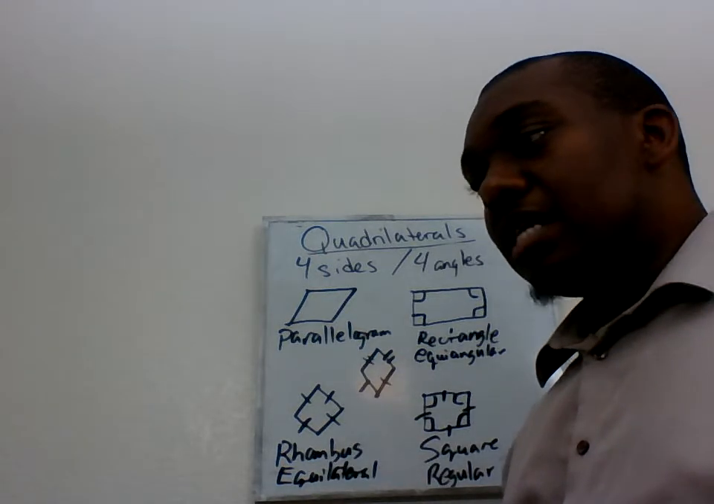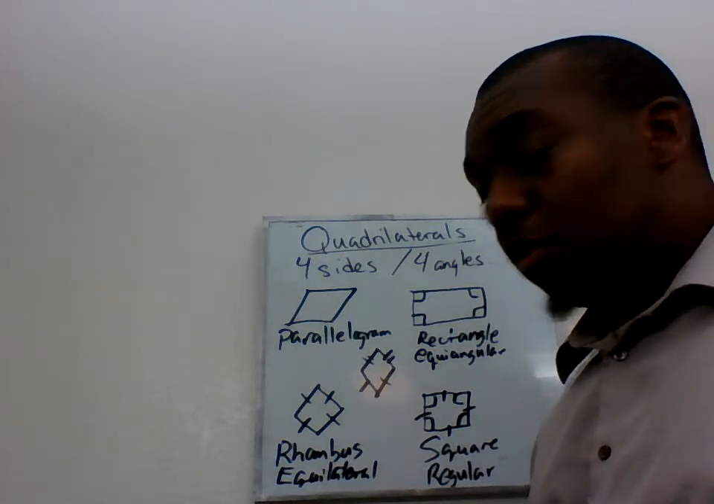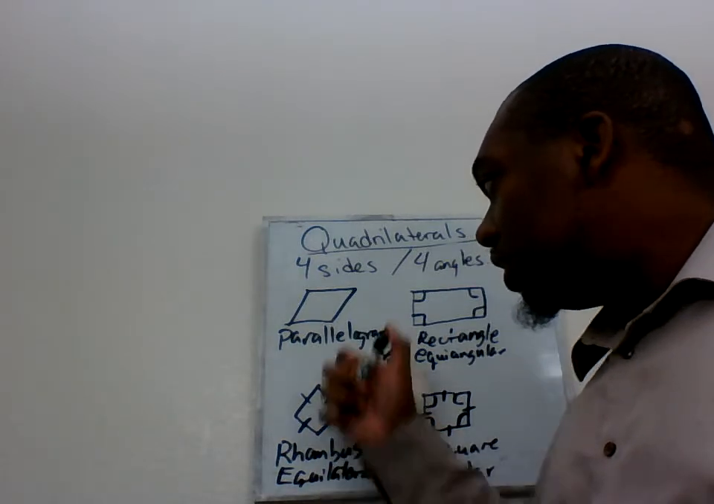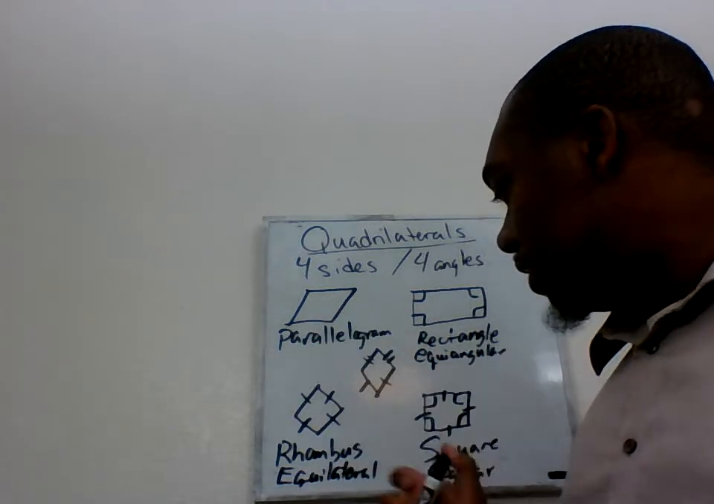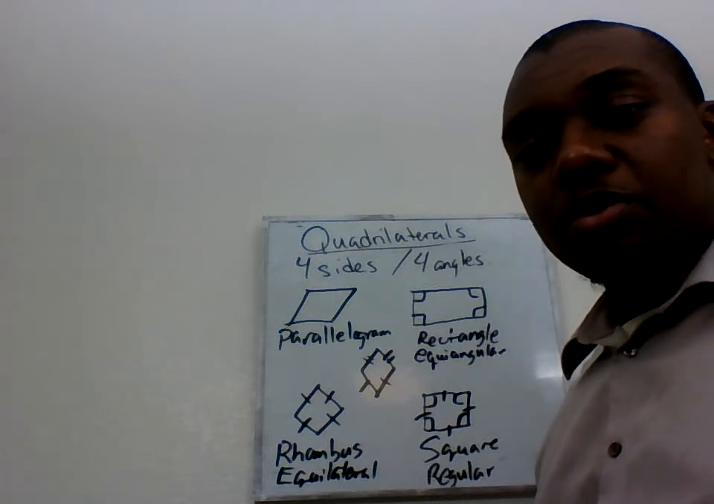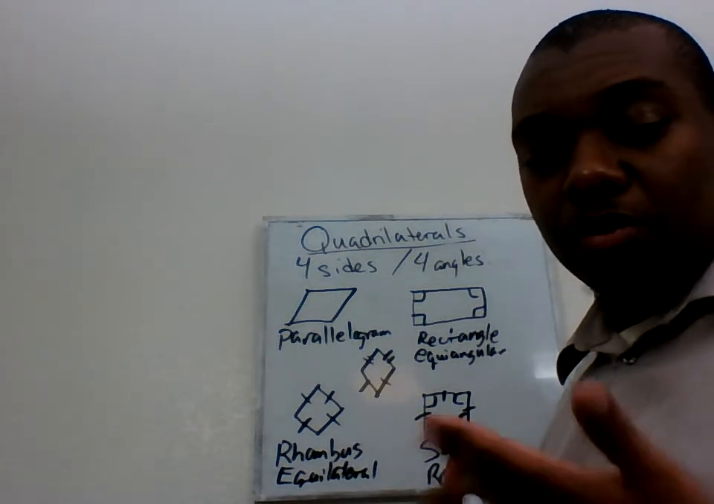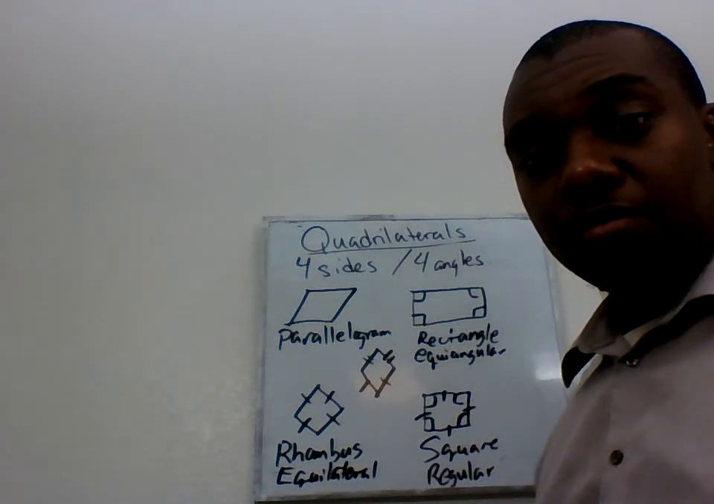Kites aren't really used as much in the field, or at least according to the curriculum for this course. So we're going to stick with just these four: parallelograms, rectangle, square, and rhombus. And of course, the trapezoid and isosceles trapezoid. All right, so those are our types of quadrilaterals that we're going to look at, and we'll get more in depth with each one. I'll see you soon.